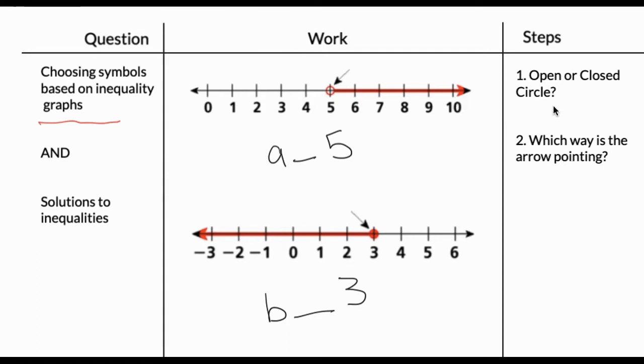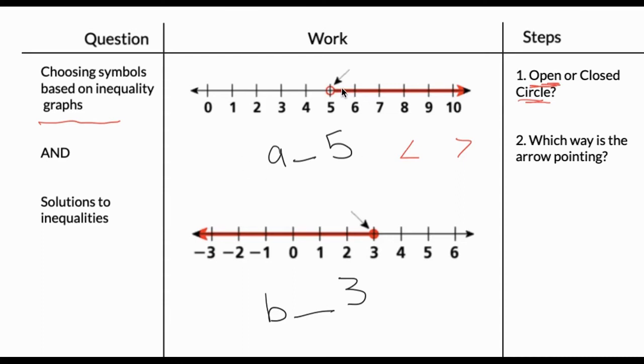So for this first one, we have an open circle, which in this one here means that our variable cannot be equal to 5. And what that tells us is that our symbol is either going to be a less than or greater than. It's not going to be a less than or equal to, greater than or equal to, because this open circle says it's not going to be equal. Now we have to look at which way the arrow is pointing.